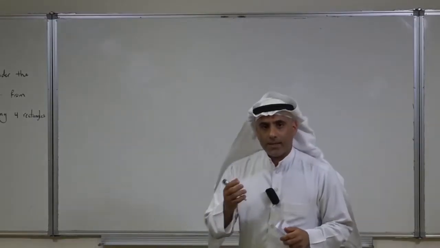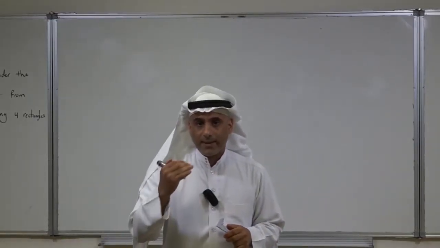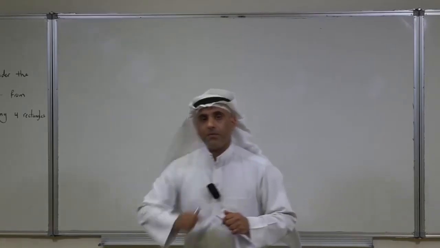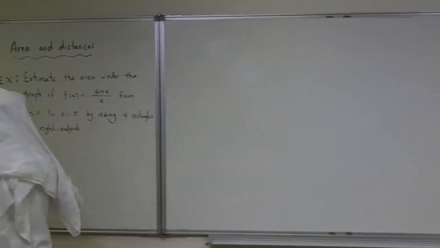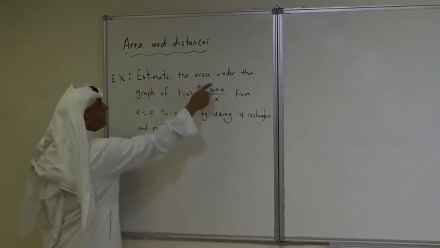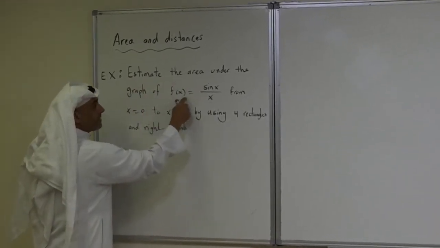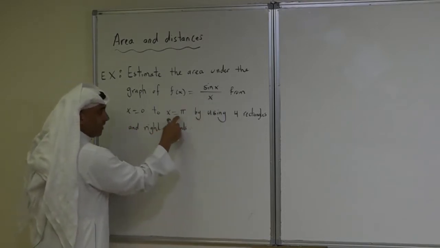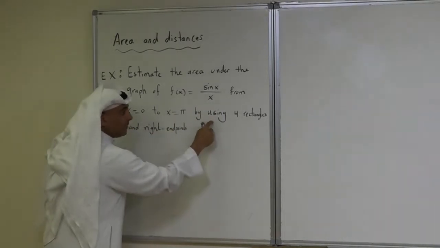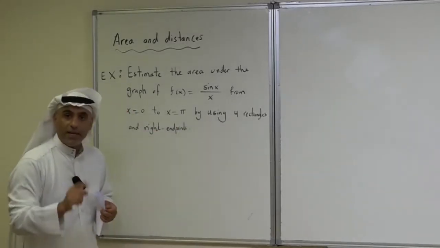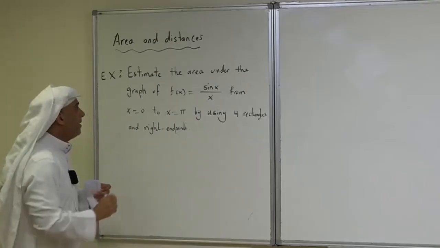Okay. Let us see how to approximate area under the curve by using different approximating rectangles. Let us come to the first exercise here. The exercise says, estimate the area under the graph of f of x equals sine x from x equals 0 to x equals pi by using 4 rectangles and right endpoints. Take a note of this. The first one.